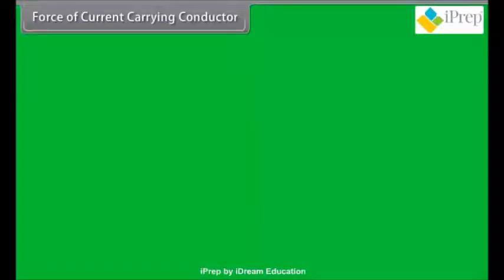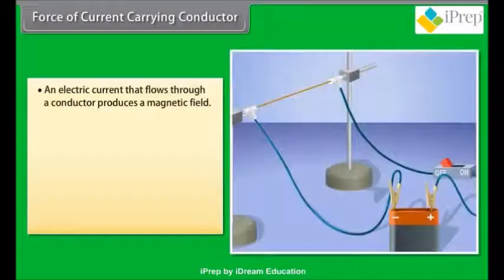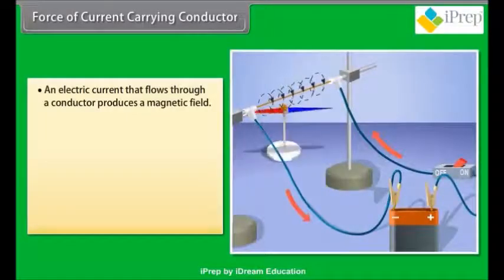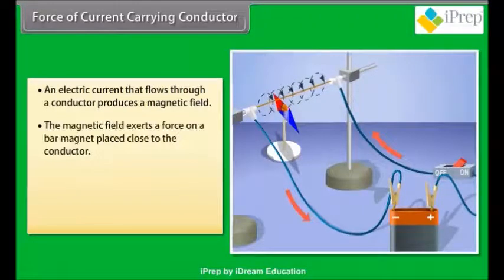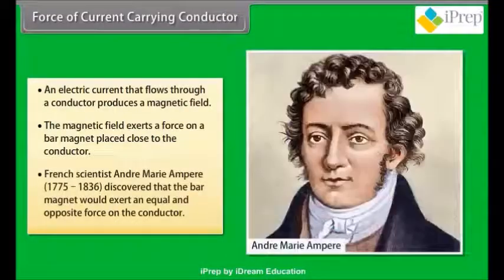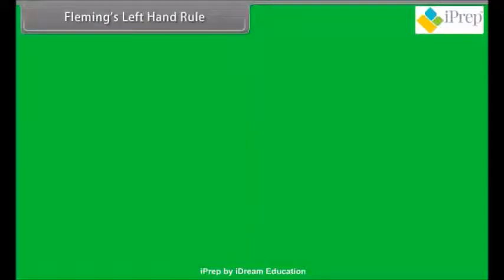Force on a current-carrying conductor. We have seen that an electric current that flows through a conductor produces a magnetic field. The magnetic field so produced exerts a force on a bar magnet placed close to the conductor. French scientist André-Marie Ampère, 1775 to 1836, discovered that the bar magnet would also exert an equal and opposite force on the conductor.